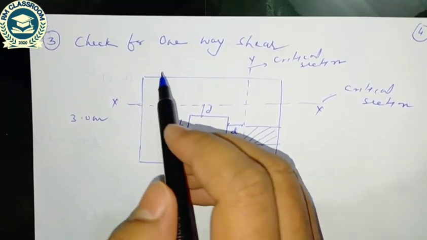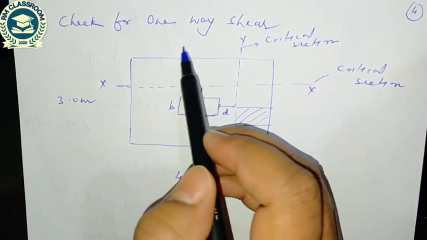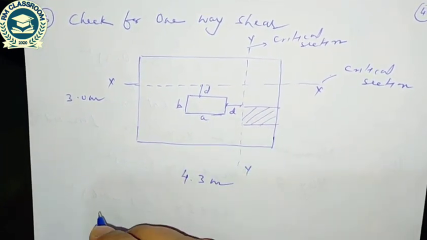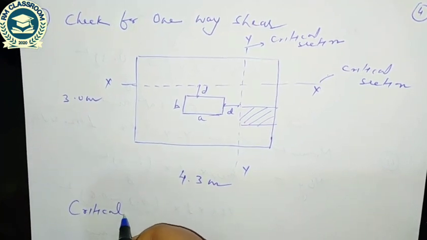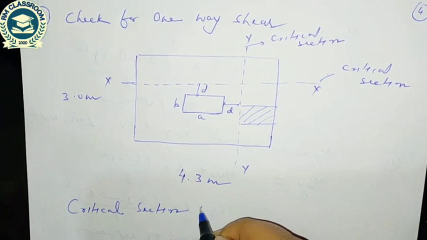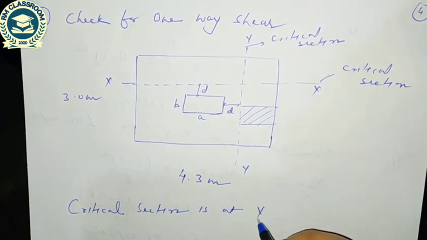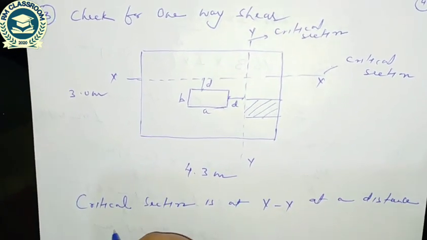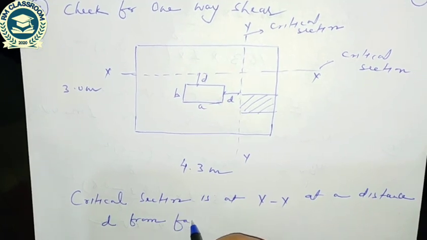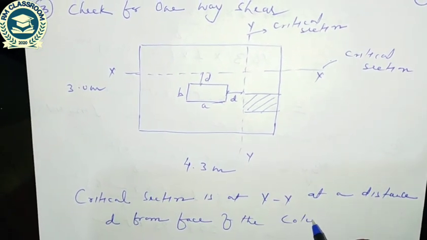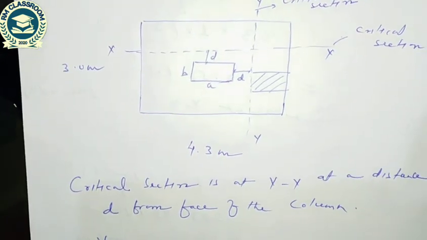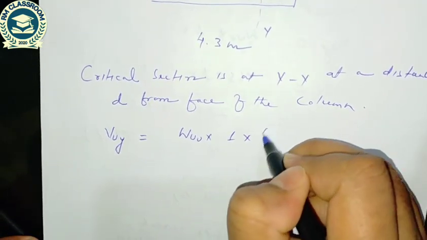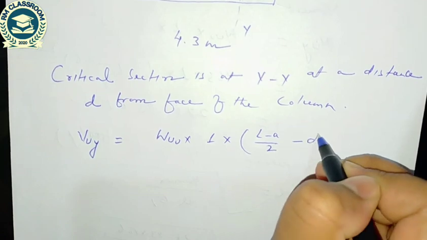So now I am going to check for one-way shear. As I told you earlier, the critical section for one-way shear is at a distance of d from the face of the column. So the critical section is at YY at a distance d from the face of the column. The factored shear force in Y direction is Wu naught into 1 into (L minus a by 2 minus d).